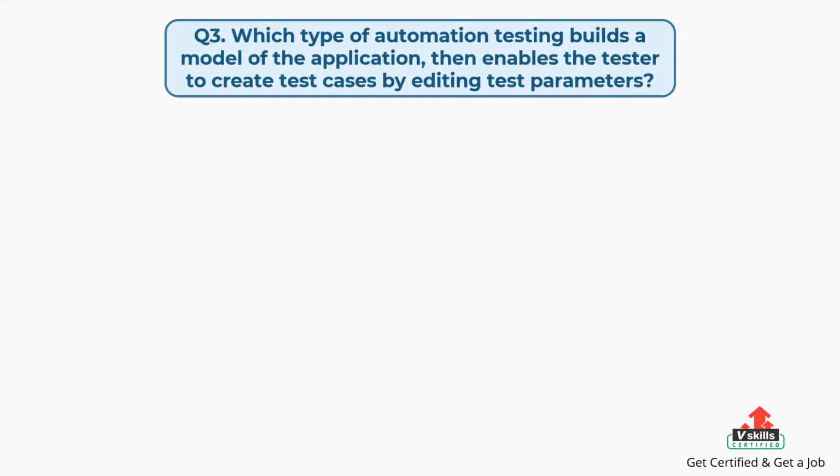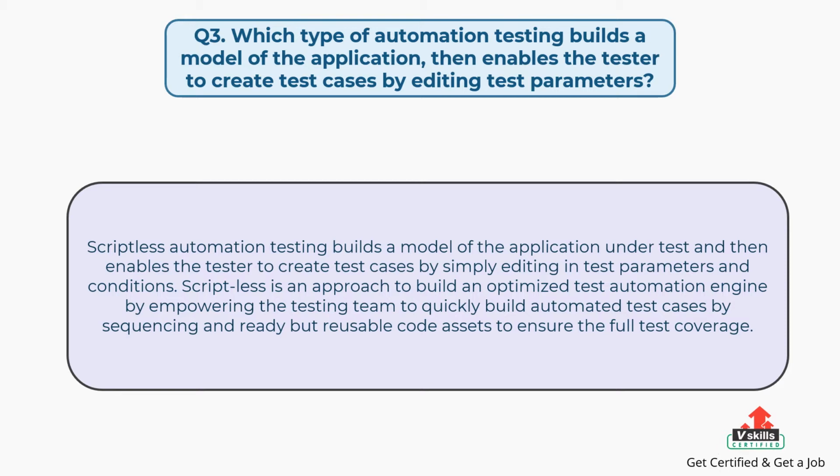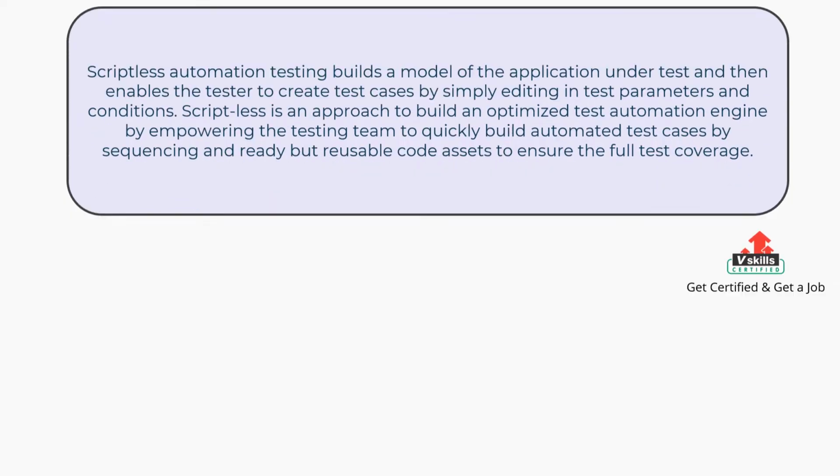Question number 3. Which type of automation testing builds a model of the application, then enables the tester to create test cases by editing test parameters? The answer is: scriptless automation testing builds a model of the application under test and then enables the tester to create test cases by simply editing in test parameters and conditions. Scriptless is an approach to build an optimized test automation engine by empowering the testing team to quickly build automated test cases by sequencing in ready but reusable code assets to ensure the full test coverage.